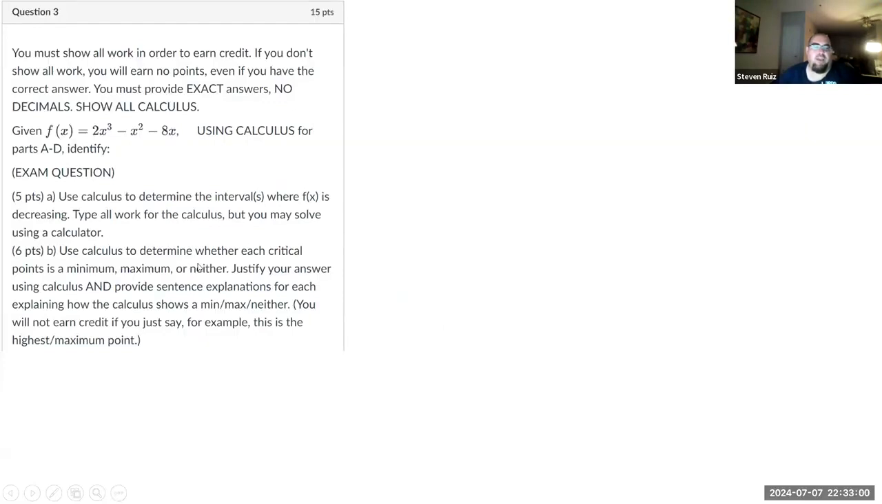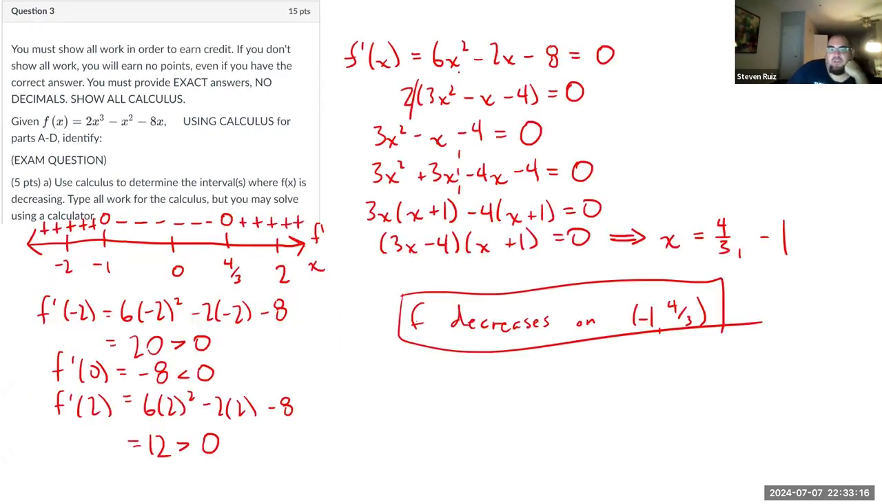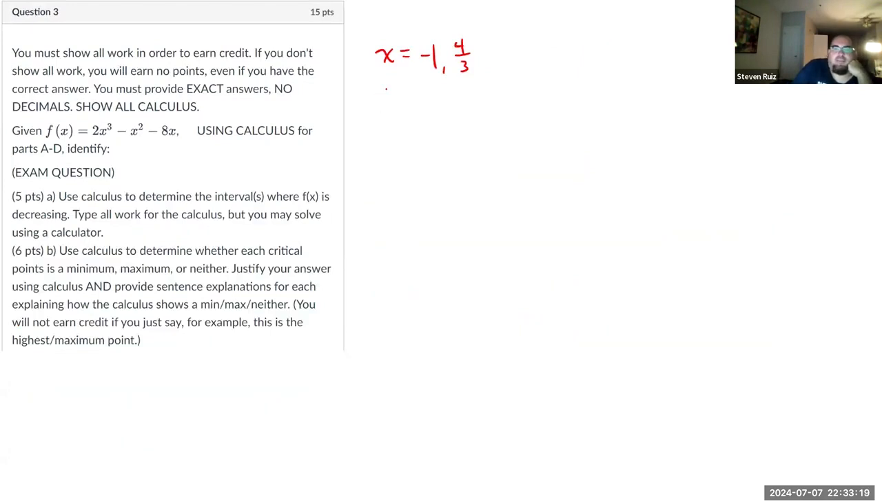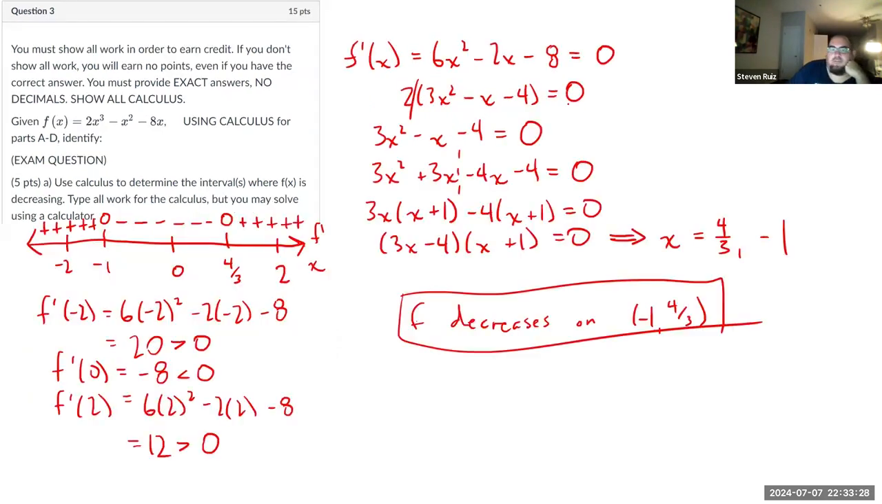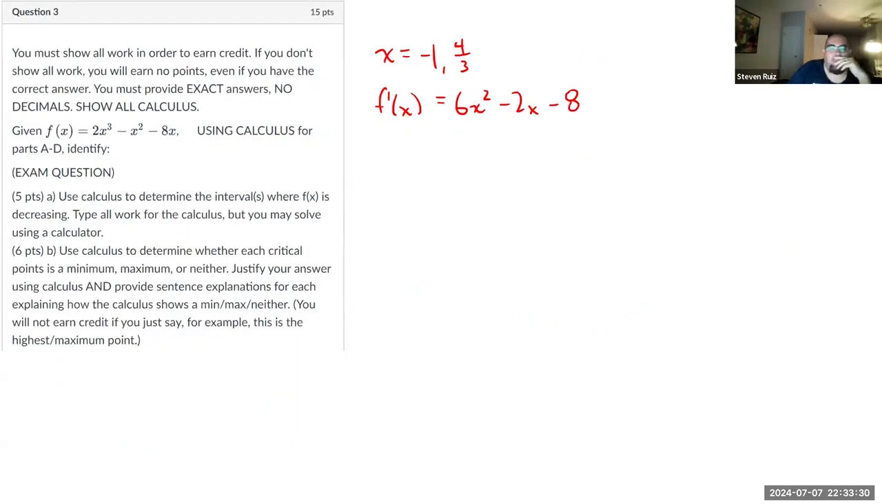All right, B: use calculus to determine whether each critical point is a minimum, maximum, or neither. Okay, so my critical points are where? X equals negative 1 and positive 4/3. What did I say my derivative was? F prime of x equals 6x squared minus 2x minus 8. Is that correct? That's what I have. Justify your answer using calculus and provide sentence explanations for each. So there are at least two ways to do this, two that we've focused a lot on.